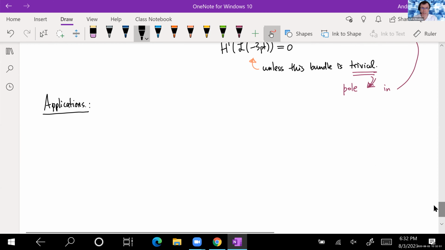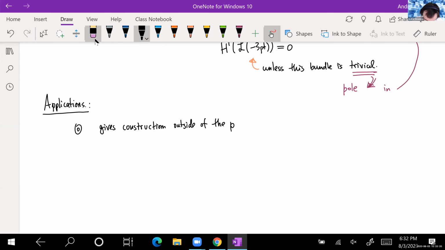First of all, it gives a construction of elliptic stable envelopes outside of the particular cases, a more general construction.